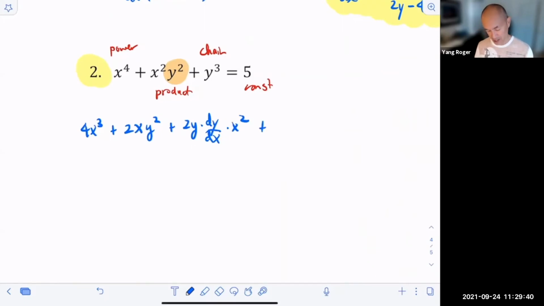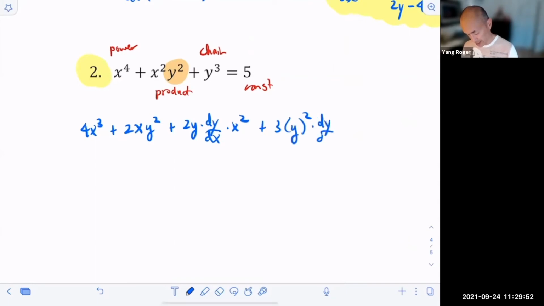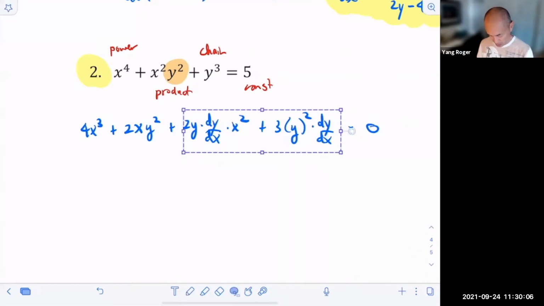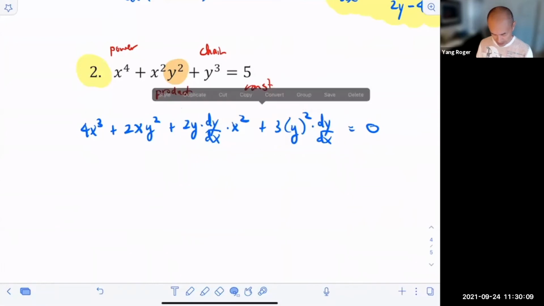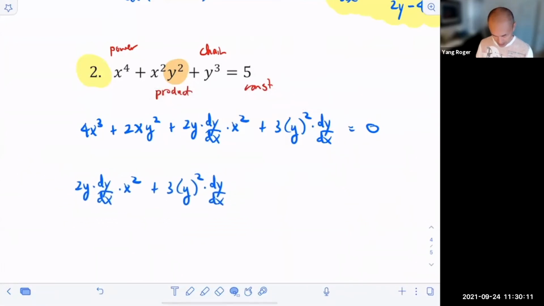The derivative of the last term on the left-hand side is 3 times something squared. You keep the inside, which is the y. You multiply by the derivative of the inside, which is dy dx. And then the derivative of 5 is 0. So we just leave that there. Now we move everything not involving dy dx to the right-hand side. This part that does have dy dx stays here. And then on the right-hand side, we're going to have negative 4x cubed minus 2xy squared.